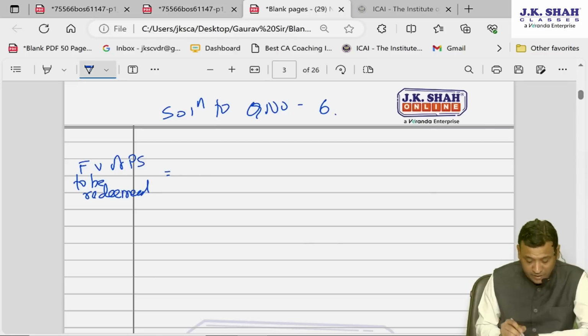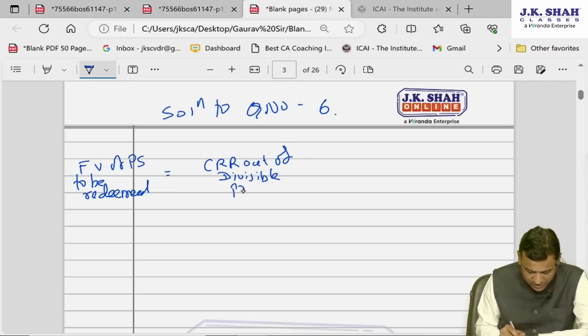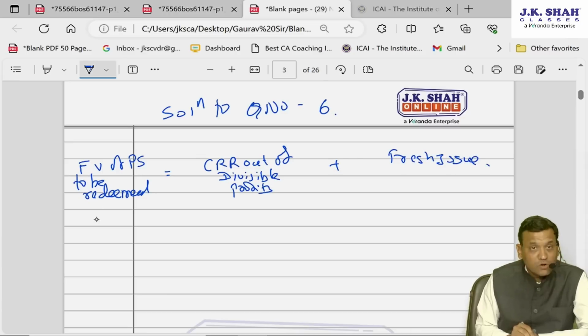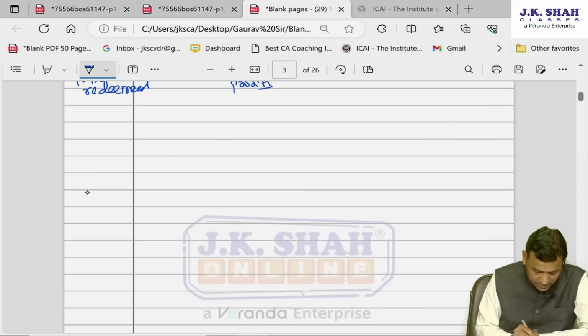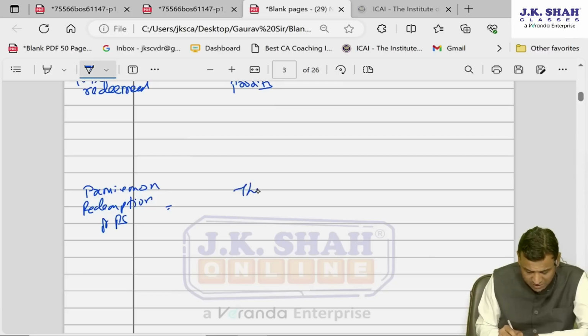It is this will be, can I say, CRR out of divisible profits plus fresh issue. This is what we have to consider. And premium on redemption of preference shares. This will be through divisible profits.